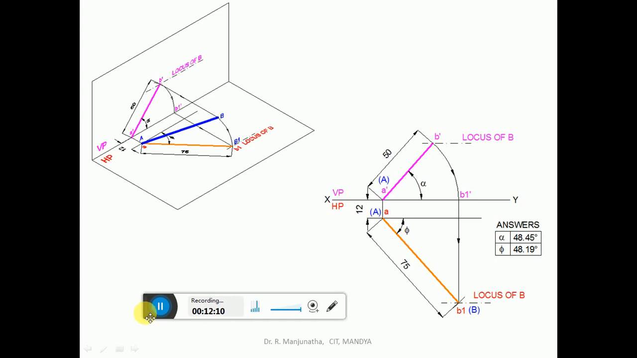So you measure the distance of 75 mm by using the compass and draw an arc such that it is going to cut on that projector. So you are going to get this B1 point. Then you are going to get the locus of B in the top view and mark this point as capital B and capital E. Now, measure the inclination phi. You cannot get alpha here because still the locus of B is not found in the front view. So that is what we have done.